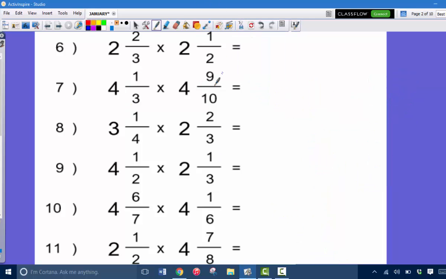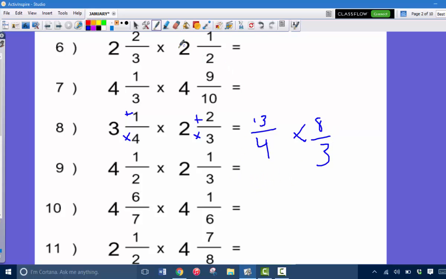I actually think that these are not too bad, as long as you remember what we're doing is change them into improper first. Let me go ahead and do number 8, okay? I have 3 times 4 plus 1. 3 times 4 is 12, plus 1 is 13. So I have my 13 over 4. And then 2 times 3 is 6, plus 2, that's going to be my 8, times my 8 over 3.